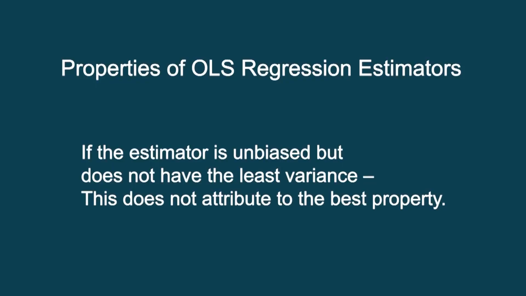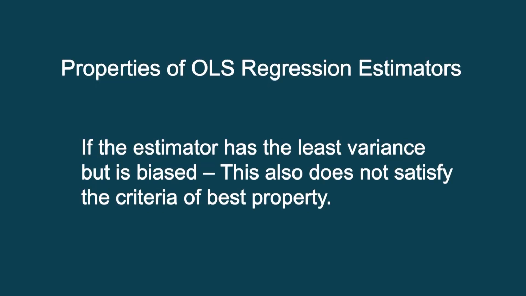So a good estimator should be unbiased. And moreover, the variability should be constant. Whenever we consider the variability constant in the OLS assumptions, here we derive the concept of minimum variance. In these three properties, if the estimator is unbiased but does not have the least variance, this does not attribute to the best property. It may happen that under some assumptions, the estimator happens to be unbiased, but it does not satisfy the property of minimum variance. Then we cannot say it has the best variance property or that it is an efficient estimator.